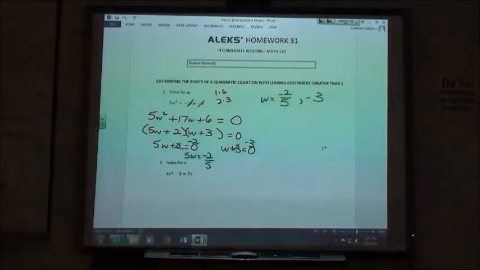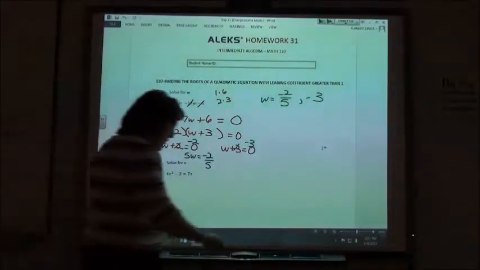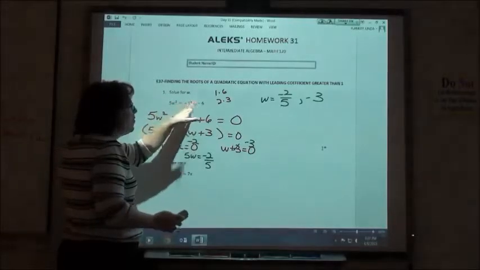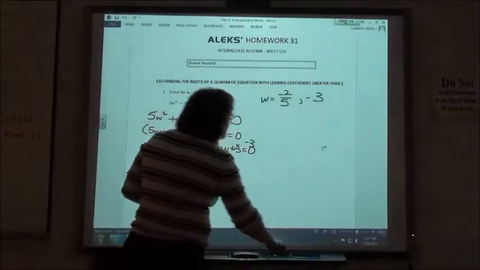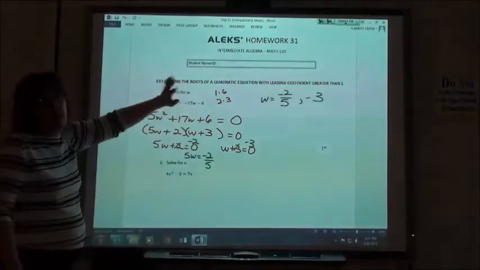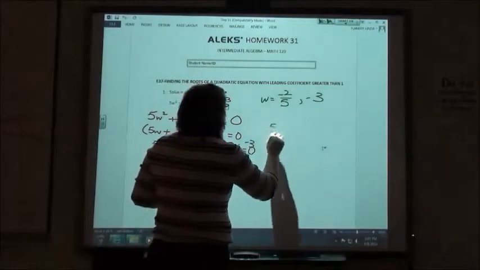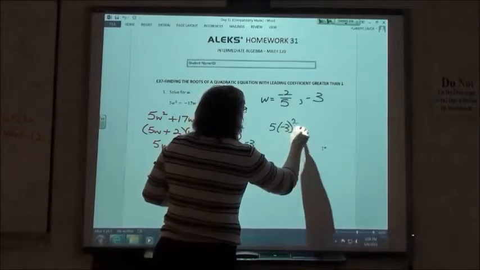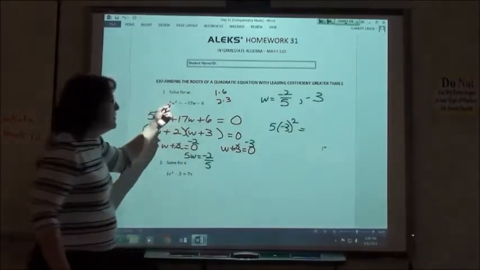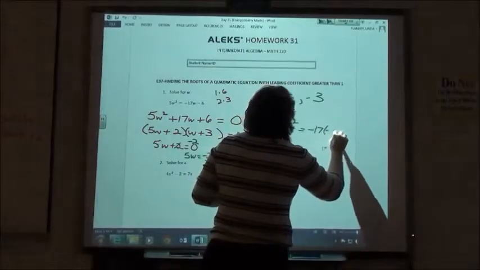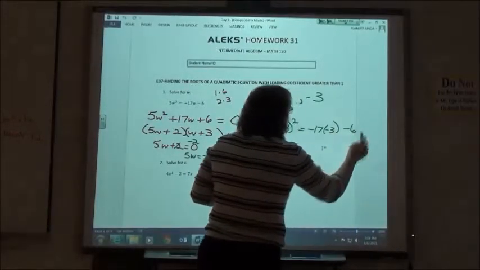So again, if I really wanted to check that out, I'm going to take those answers and plug them in to see, does this side equal this side? Just because it's easier, I'm going to check the negative 3 and not mess with the fraction. But here's what I'm doing. I'm going to say it's 5 times negative 3 squared equal to negative 17 times negative 3 minus 6.